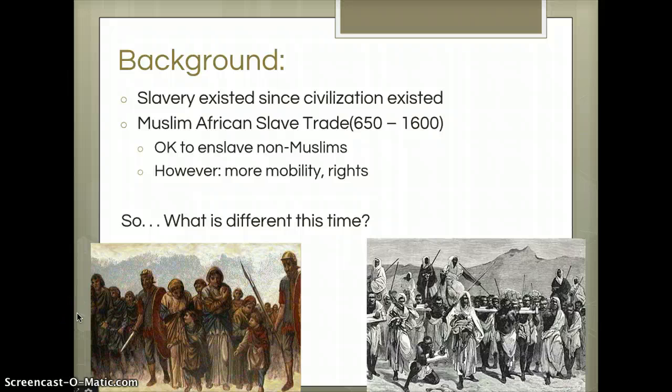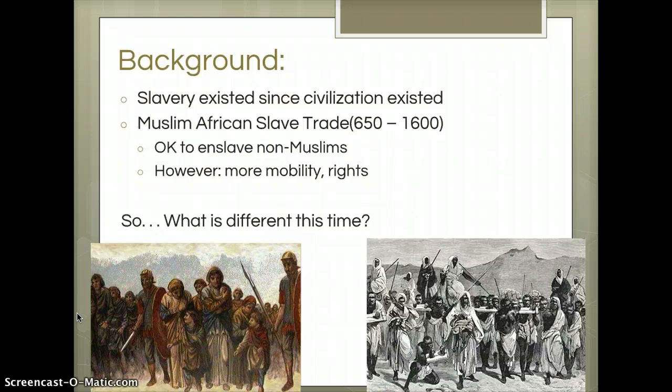As you remember, I'm sure, from ninth grade history, slavery has existed since civilization existed. However, back then, if one Greek city-state fought another Greek city-state and took the losers as captive slaves, there was no racial difference between owner and slave.